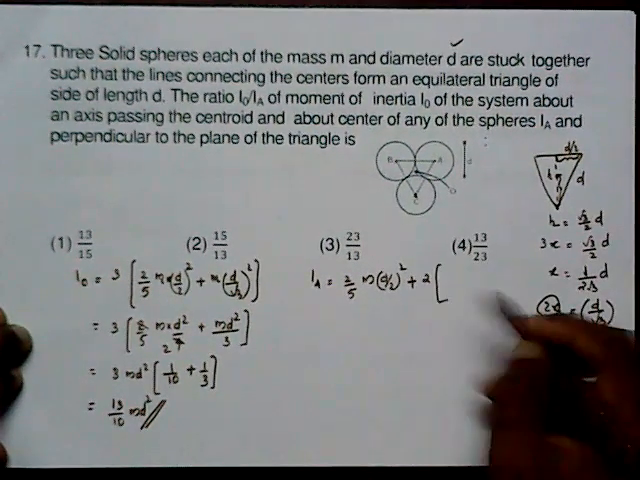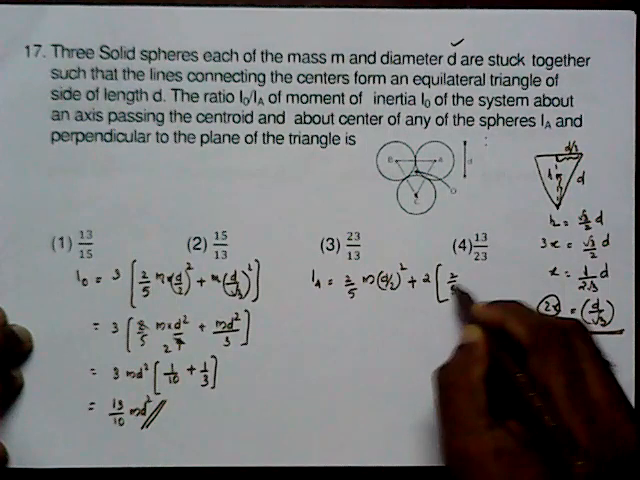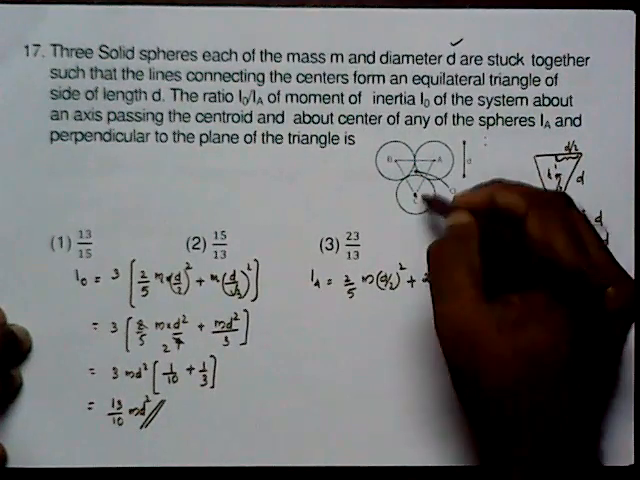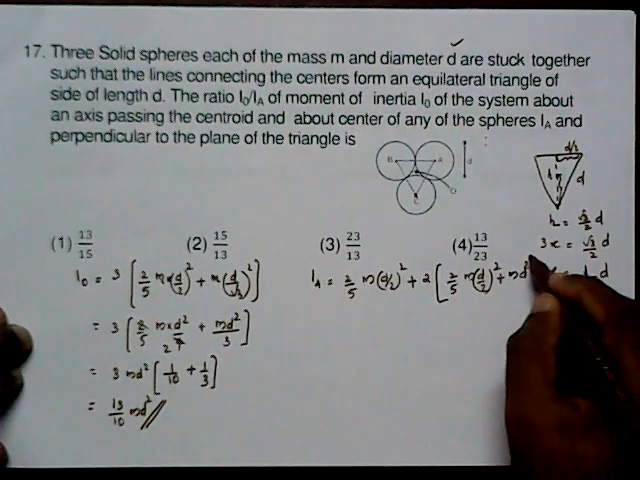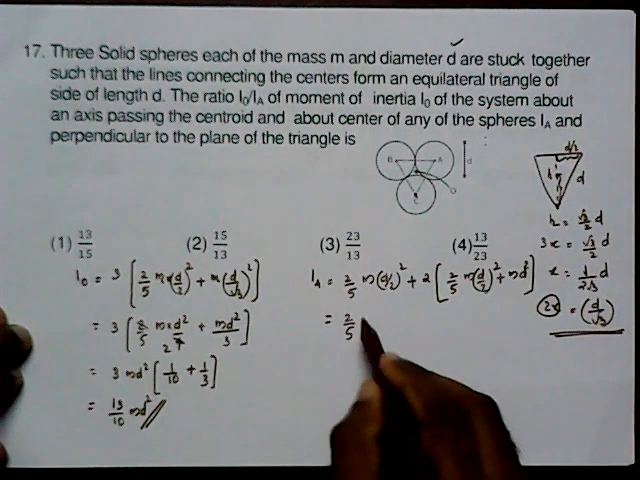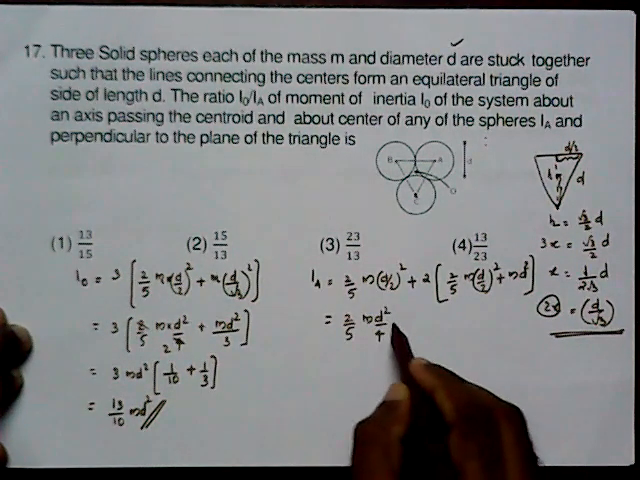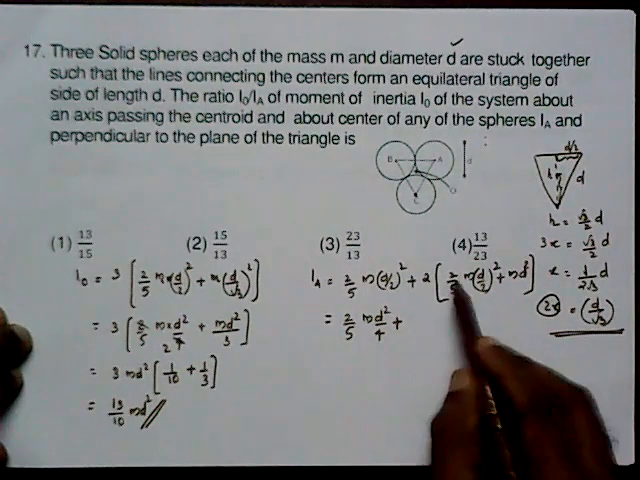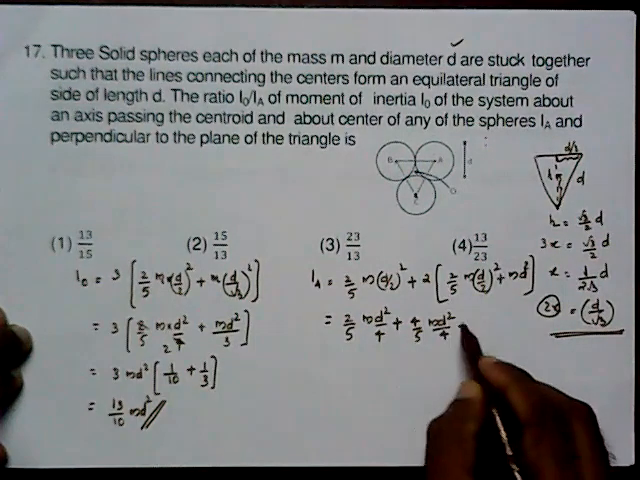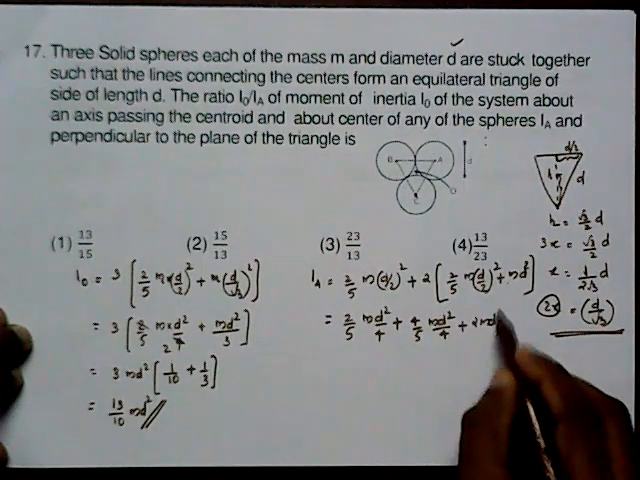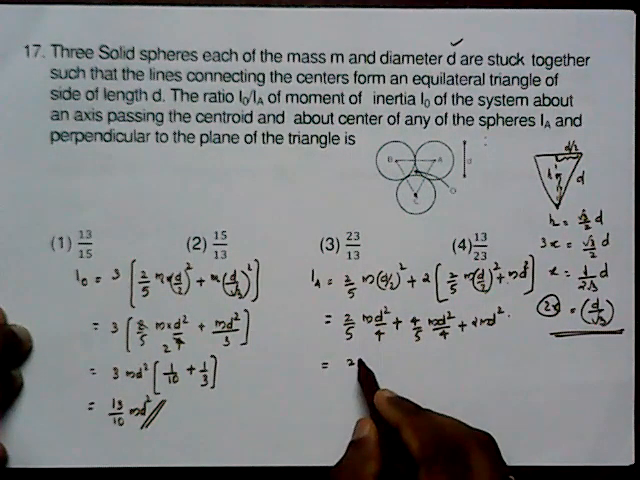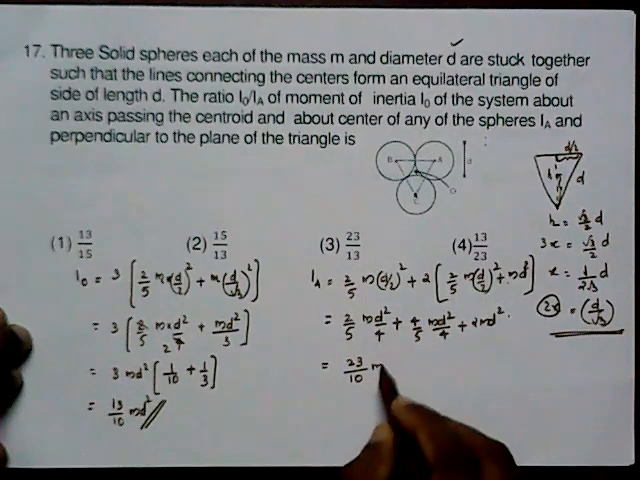So the two contributions: the center of mass value is 2 by 5 m into (d by 2) square, plus m into the separation between A and C as m d square. So that is equal to 2 by 5 m into d square by 4 plus, 2 into 2 as 4 by 5 m into d square by 4 plus 2 m d square. On solving, you get the value as 23 by 10 m d square.